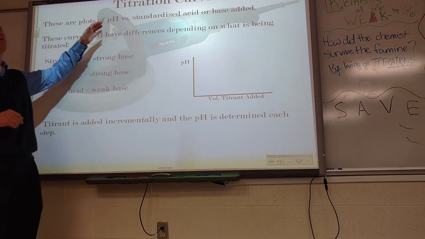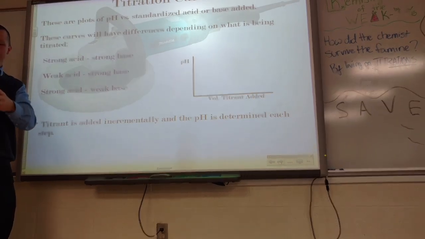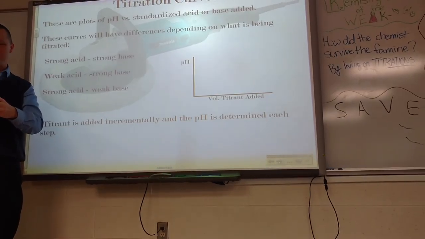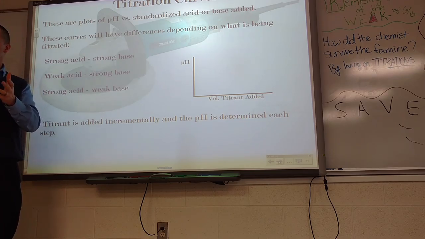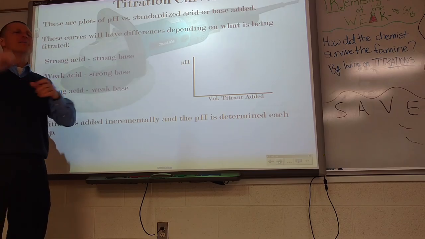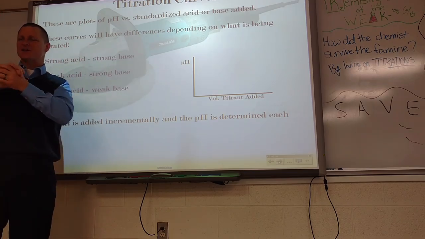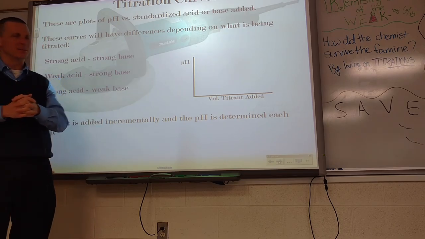All right. So when we do a titration curve, we will have a measured amount of an acid or base in a beaker, and there's a pH meter probe sitting in the beaker that's going to read the pH for us, and then we'll have something in the burette. The burette material is called the titrant. It's what we're using to titrate that stuff that's in the beaker.